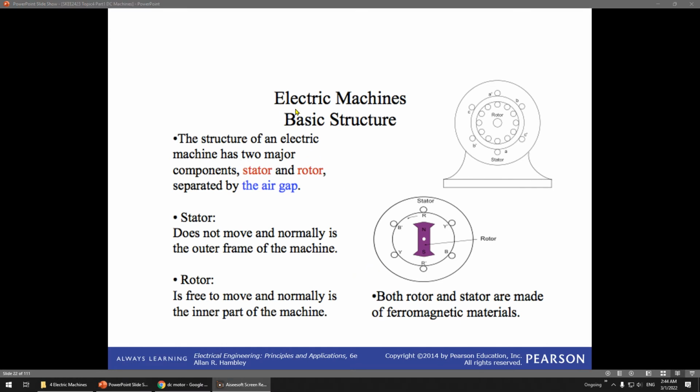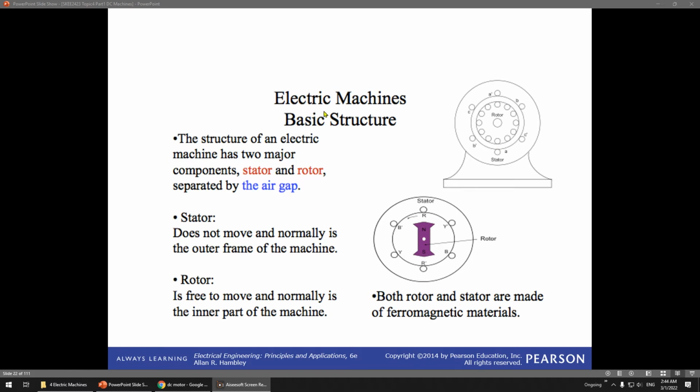So let us look at the electrical machine basic structure. You can see here, this is the structure. This is the stator, this inside here is the rotor, and this is the air gap. This is the winding, A and A bar, B and B bar, C and C bar. This is the three-phase AC system. This is the winding also inside internally. You can see here.